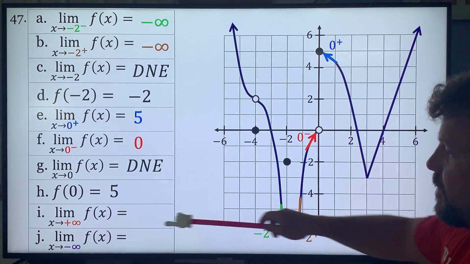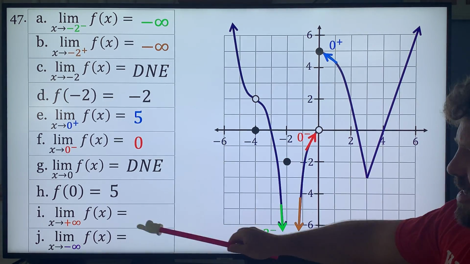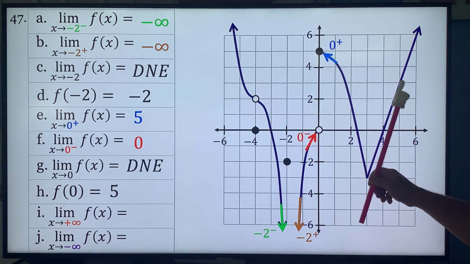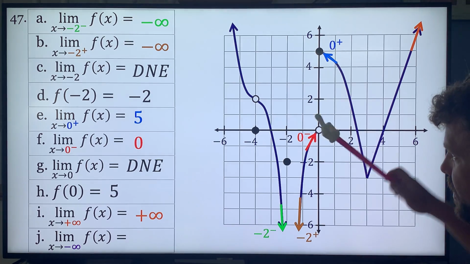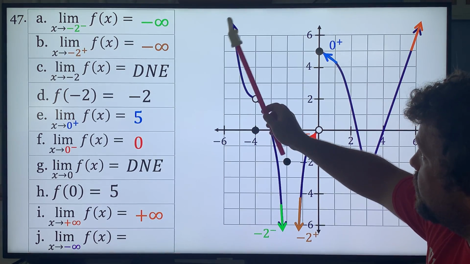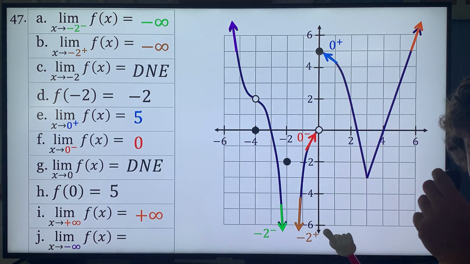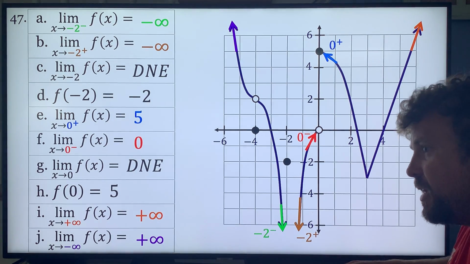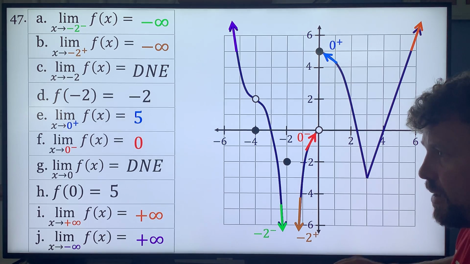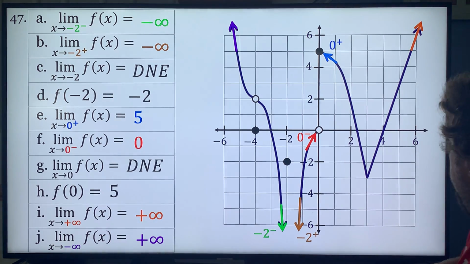As I approach 0 from the positive, as I approach positive infinity is this way. My graph is going up, and it's going up to positive infinity. As I approach negative infinity, what's my graph doing? It's going up as well. So it's going up to positive infinity. Remember, up is positive infinity, down is negative infinity. All right?